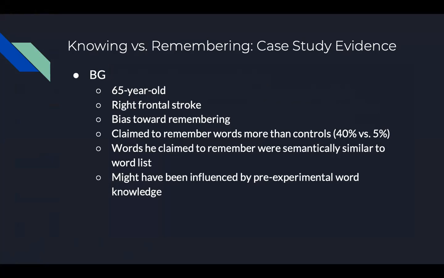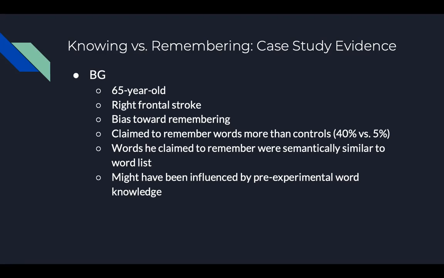We're going to talk about some case studies in which we also have some additional evidence for this idea of having a distinction between knowing and remembering. Schacter in 1996 wrote about a 65-year-old man, referred to by his initials BG, who had suffered a stroke in his right frontal lobe. Although other aspects of his memory were totally normal, he did have a notable pattern of false recognition, saying that he remembered having seen something previously when that wasn't actually the case.